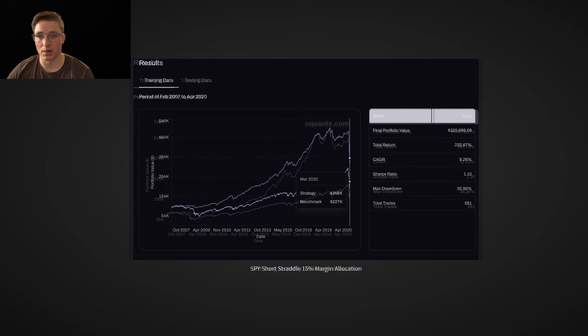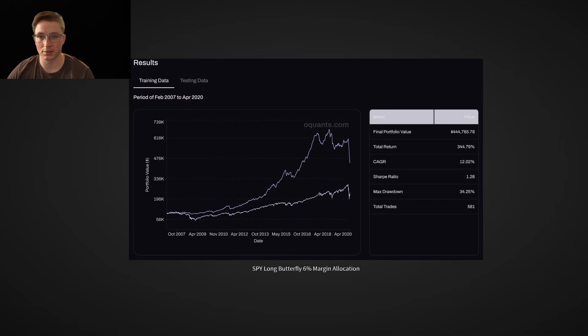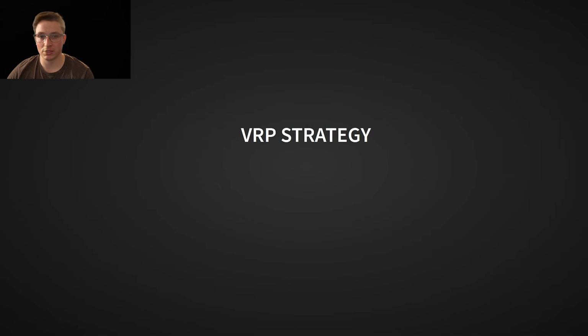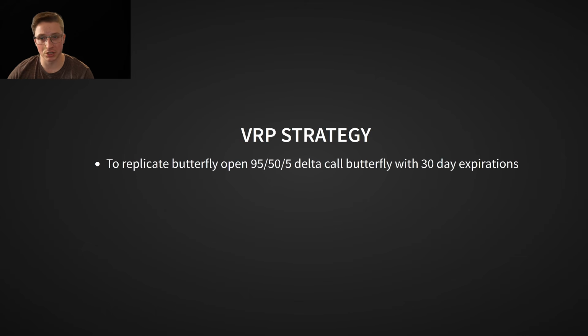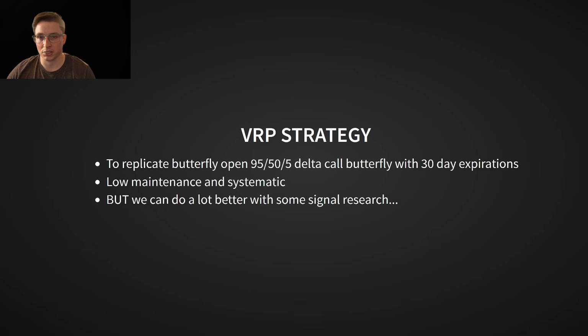Interestingly, the butterfly strategy outperforms the straddle in most respects. It shows a higher total return and a smoother equity curve with milder drawdowns, making it a more attractive option for long-term implementation. So if you're looking for a clean, scalable way to generate returns, sticking to a consistent VRP strategy, especially using SPY, can be highly effective. But we can do a lot better by adding some intelligence to our approach.